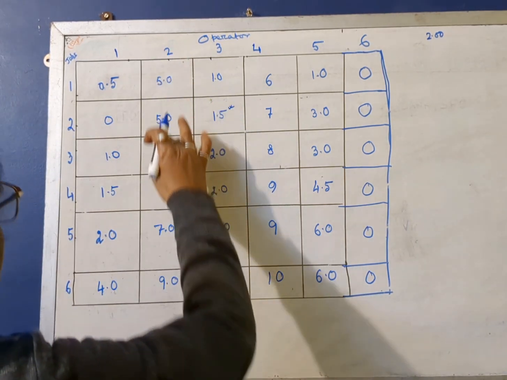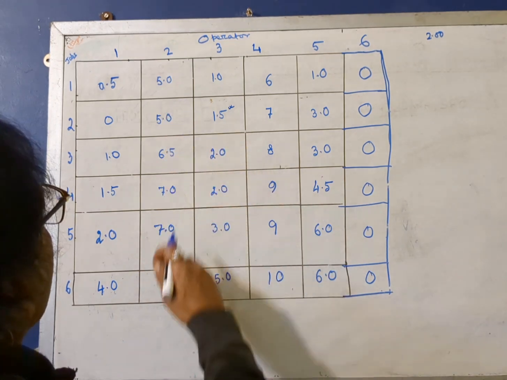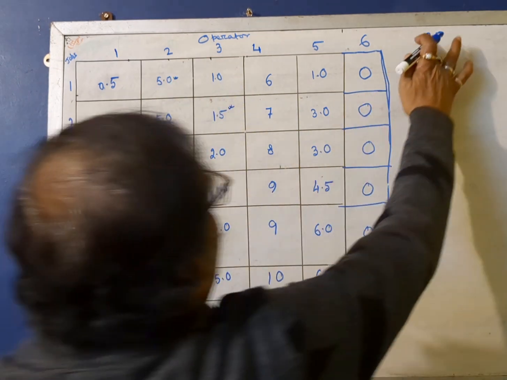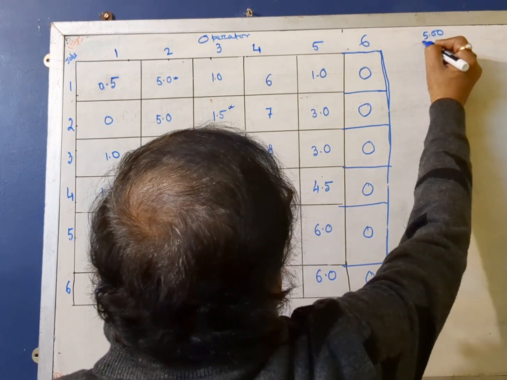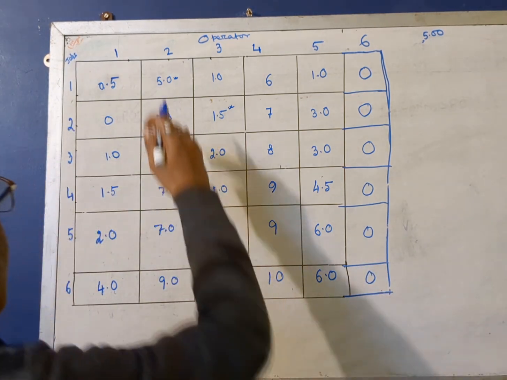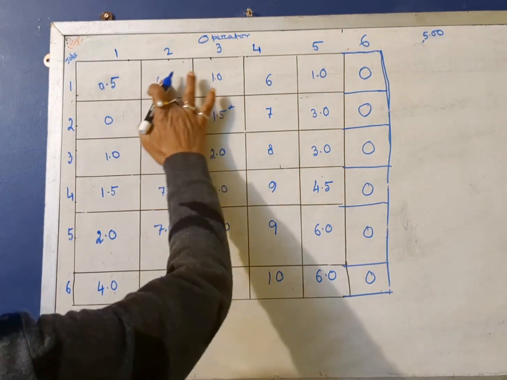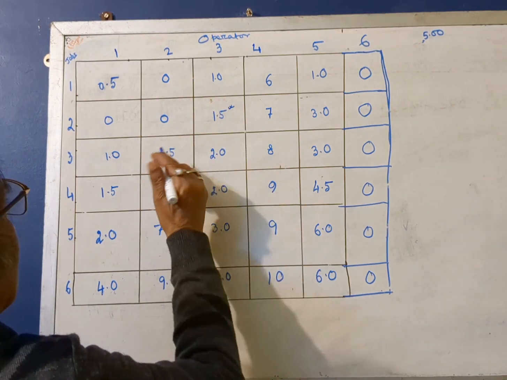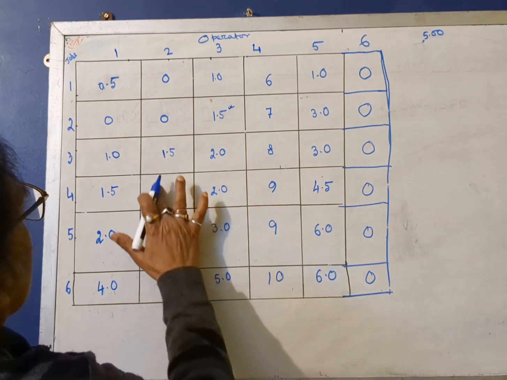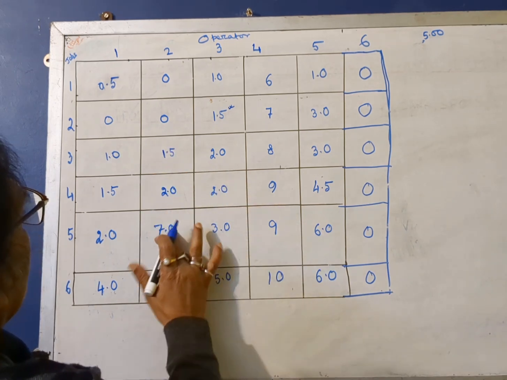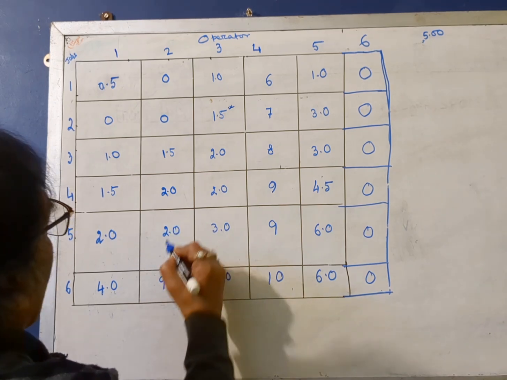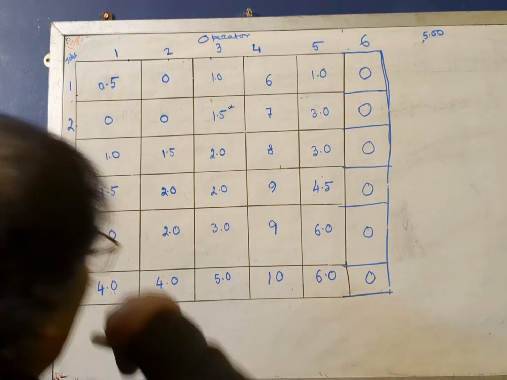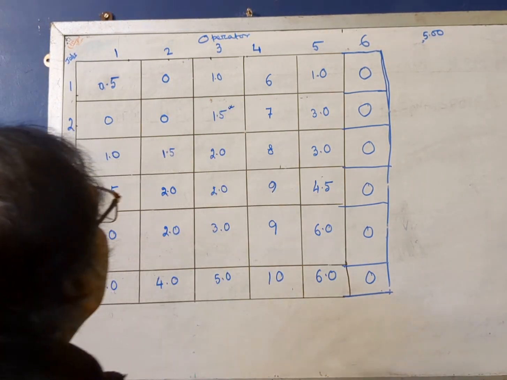The same process is to be done for column 2. Find the minimum element of this column and subtract it from all other elements. The minimum element is 5. Again, I am noting 5 so that we should not forget it. Subtract 5 from all the elements of this column. If you subtract 5, that means it is 0. Again, it is 0. 6.5 minus 5 means 1.5. This is 7 minus 5 is 2.0. Again, this is 2.0. And subtract 5 from 9 means 4.0.